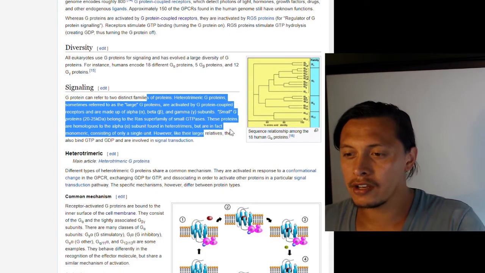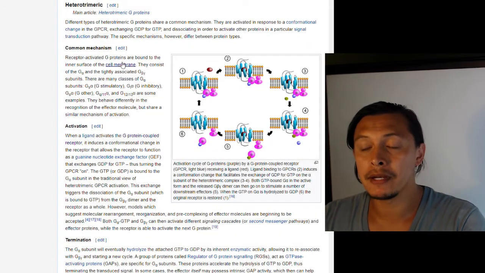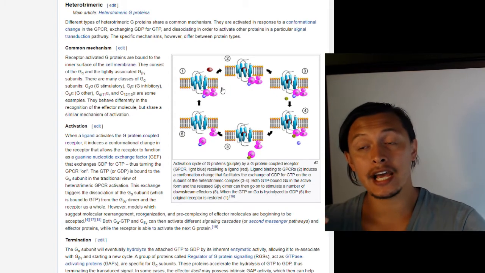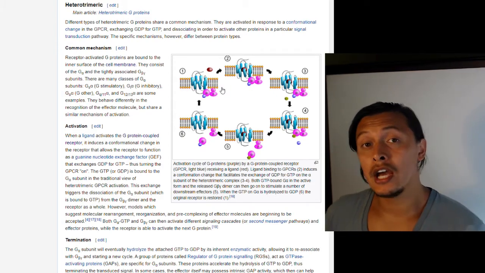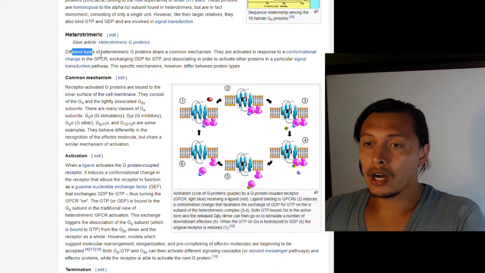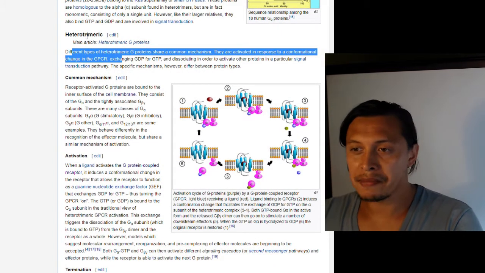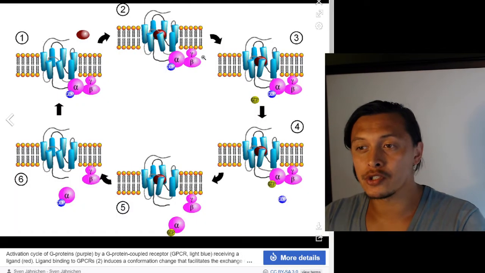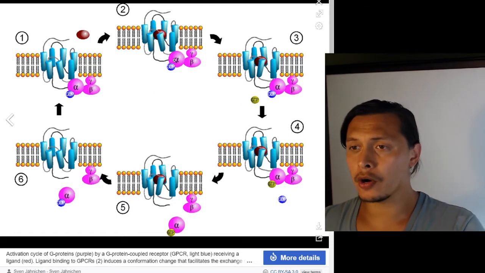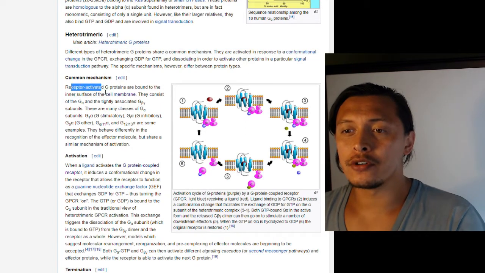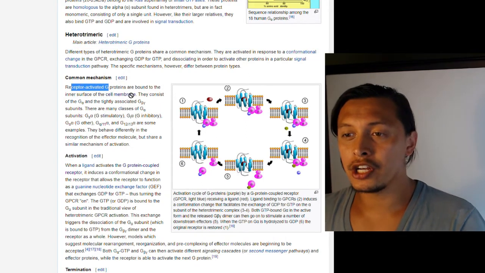Let us just give an example of the common mechanism by which these things work. This way we will understand how something like melatonin works with the cells in your body. So usually they are heterotrimeric, in that these G proteins will be in these trimers with 3 different subunits, right? So let us begin. The common mechanism: there's a receptor-activated G protein.